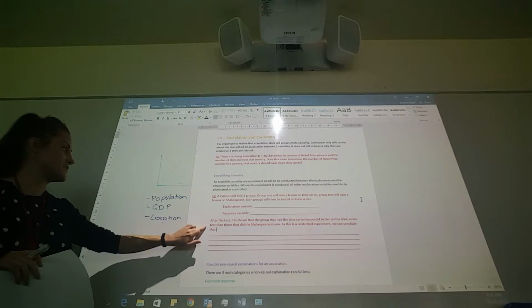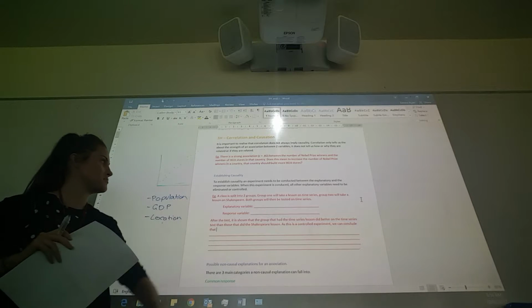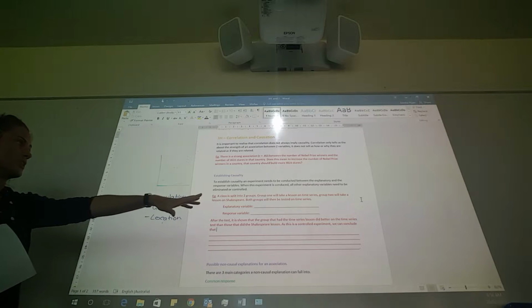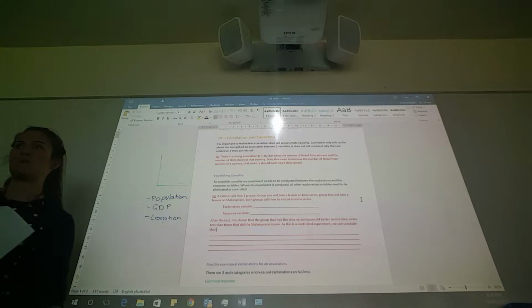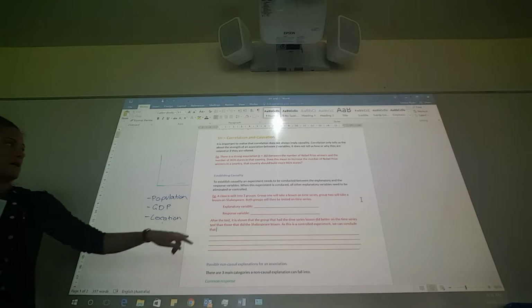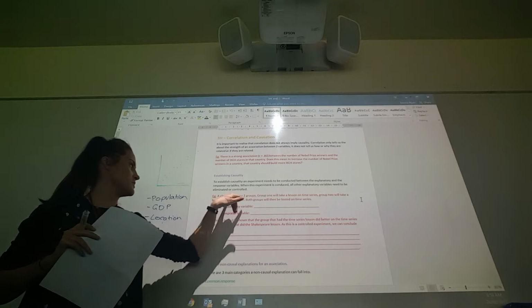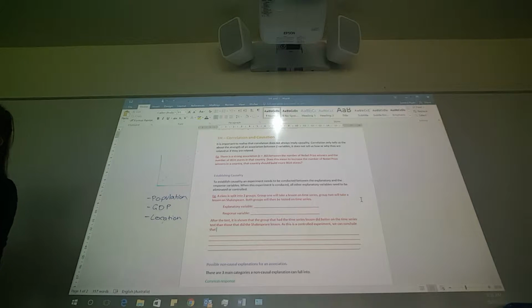So if we're looking at this example which I just talked about, the class is split into two groups. One will take time series, one will take Shakespeare. Both will be tested on time series. What is our explanatory variable in this? Out of these two, time series and the lesson on Shakespeare, what would be our explanatory variable?